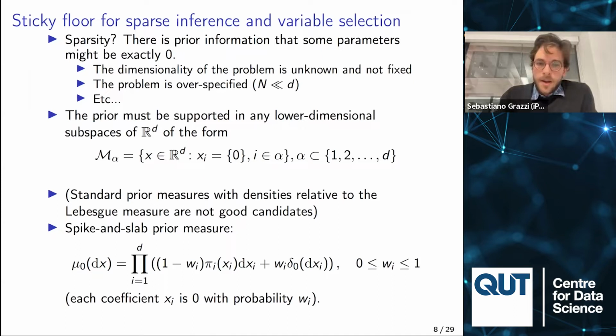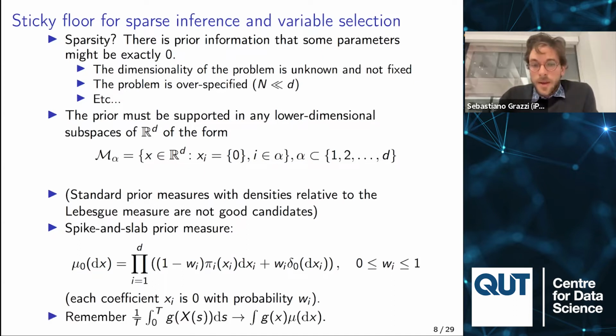All right. And remember that we want to estimate this integral relative to the posterior with a path integral. So if our measure has positive values in these subspaces, then the process also needs to spend positive time in these subspaces. So you can see that ordinary PDMPs don't work because they don't spend any time in these subspaces.